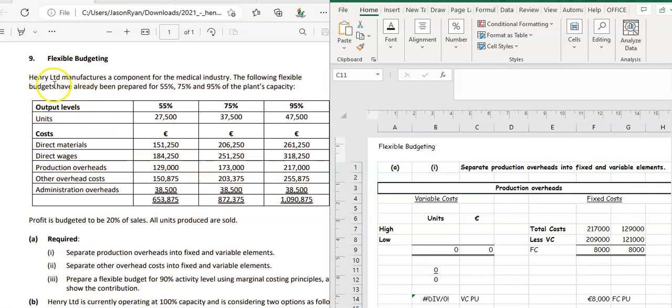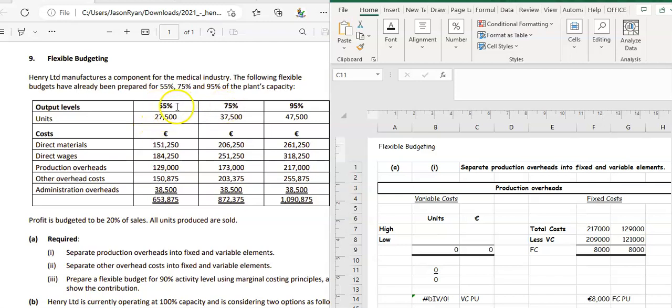Let's have a look at Henry Limited for 2021. It's the flexible budgeting question, from section 3. When we get flexible budgeting, they're going to give you output levels at a certain percentage of output. So you've got 55%, 75% and 95%. It's going to give us the units that we're able to produce at each of those levels.